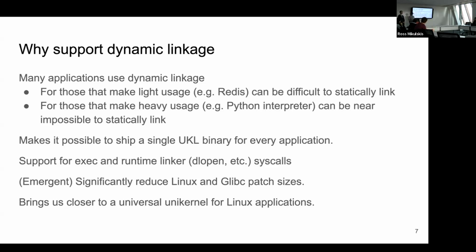Like Ross said, it makes it possible to ship a single kernel binary. This is kind of how companies like to develop their operating systems. Instead of having one for every single application you write, you just have something you send to people, and they run their applications. Support for exec, importantly. If you have multiple applications that you want to run on a single kernel in a single instance as a UKL application, you could do that with dynamic linkage because now you can just load in a new application. Something else that we discovered as we were developing this: using dynamic linkage significantly reduces the patch sizes of both glibc and Linux.